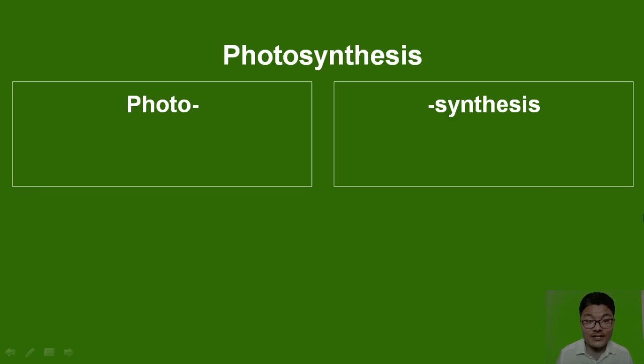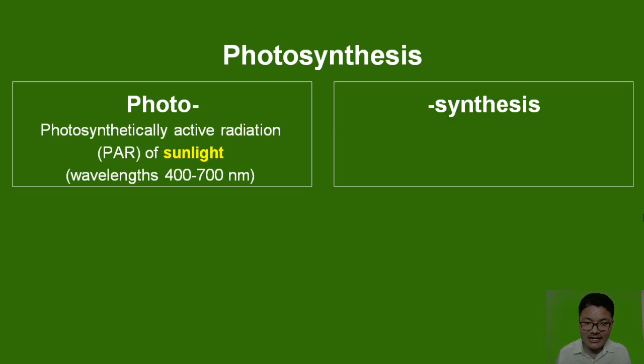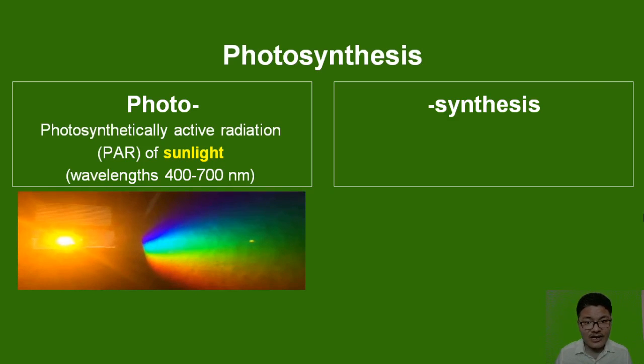To understand the term photosynthesis, let us split it into photo and synthesis. Photo here refers to sunlight, or more technically, photosynthetically active radiation, which has a wavelength of 400 to 700 nanometers, and these are the visible light of sunlight. This is the visible spectrum of sunlight. So photo refers to sunlight.